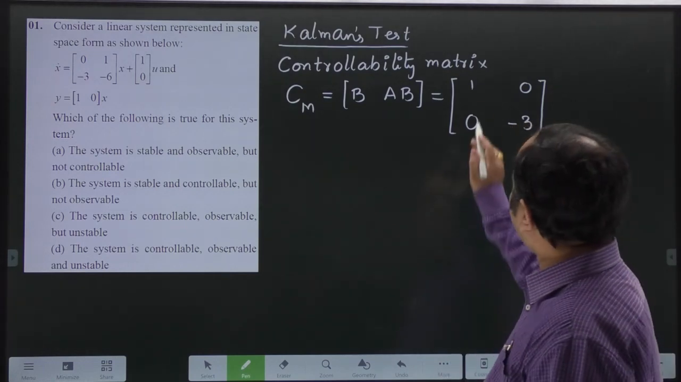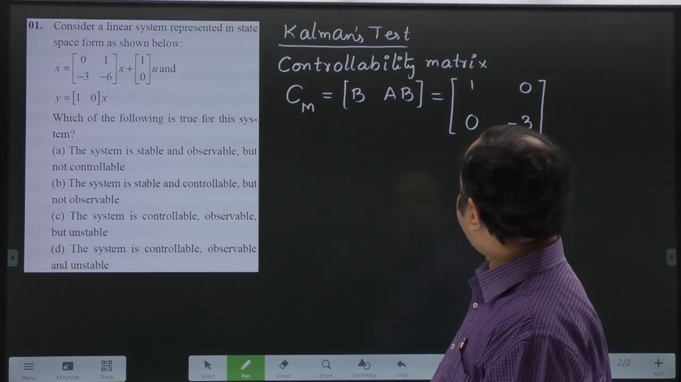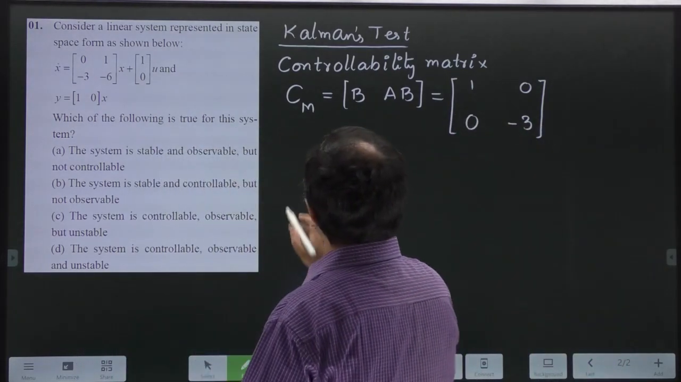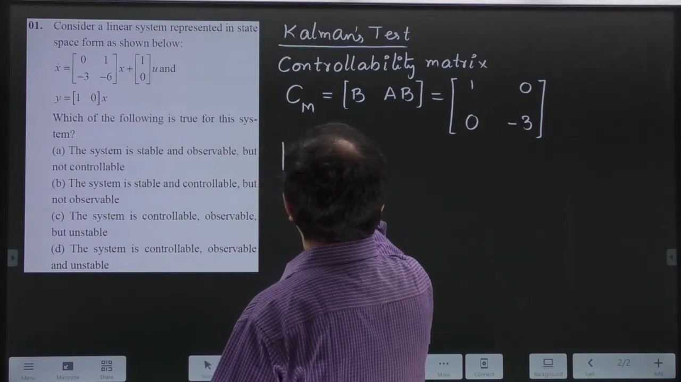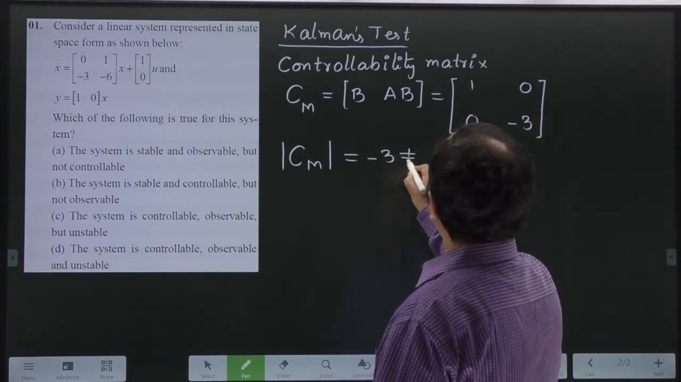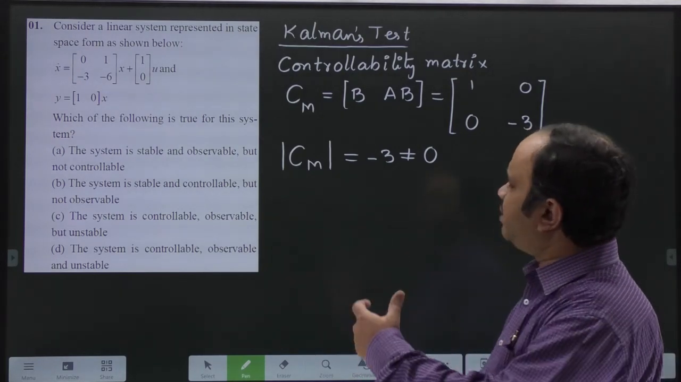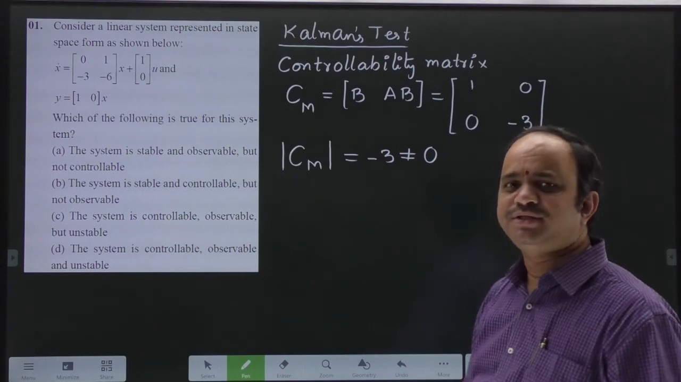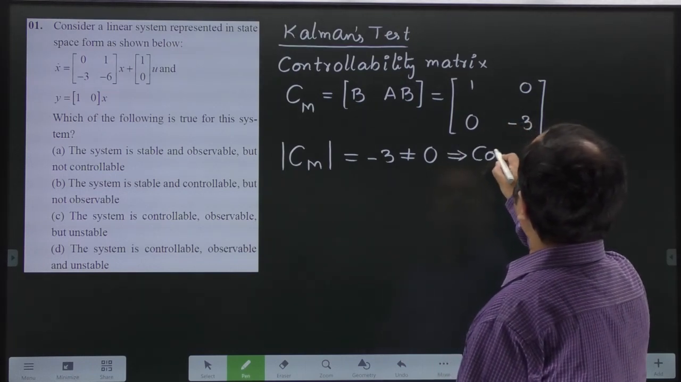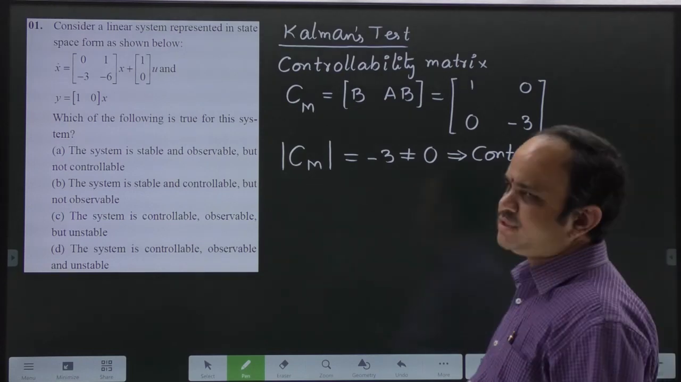Now, if the controllability matrix is a full rank matrix, in other words, if its rank is 2, then you can say that the given system is controllable. In order to identify whether the given matrix is a full rank matrix or not, you have to calculate the determinant first. So what is the determinant here? Minus 3 plus 0, that is minus 3. This determinant is non-zero. That means the controllability matrix will have an inverse. Any square matrix, if it possesses an inverse, then we can say that matrix is a full rank matrix. Therefore, as this determinant is non-zero, you can say that the given system is controllable.